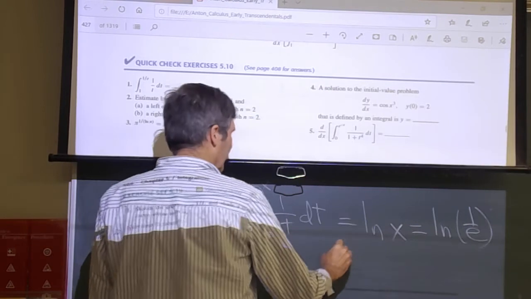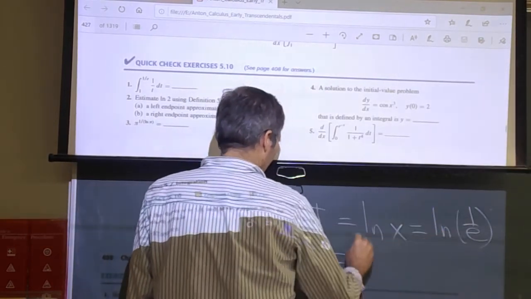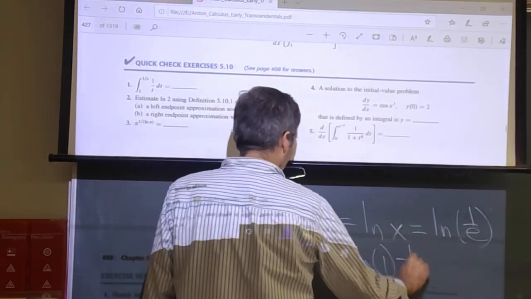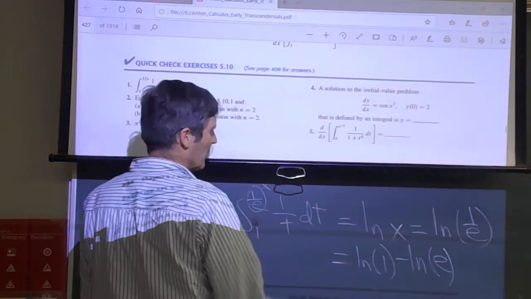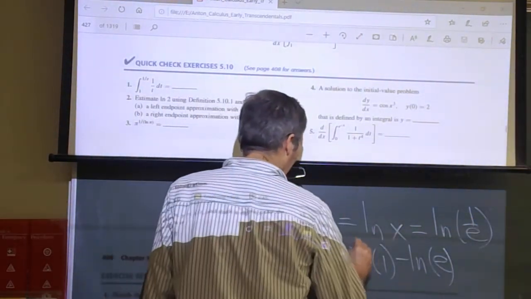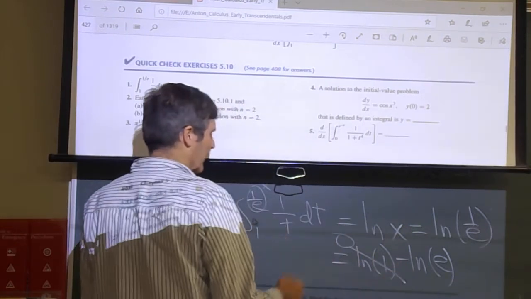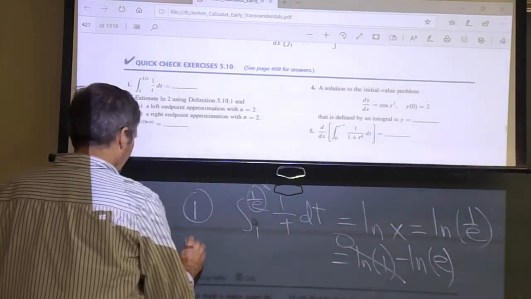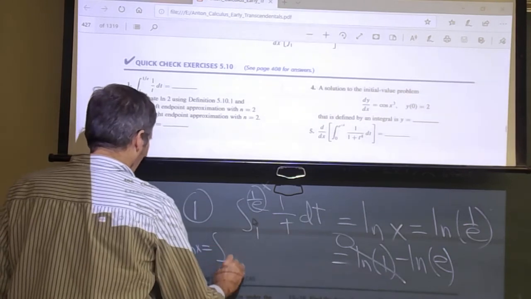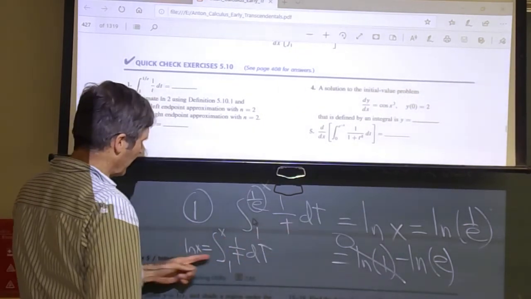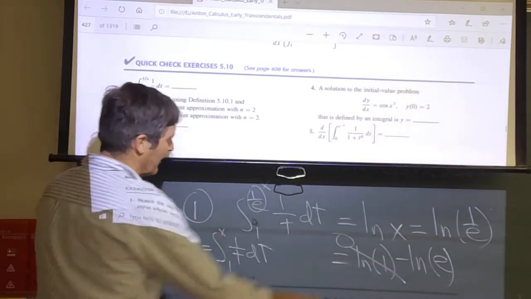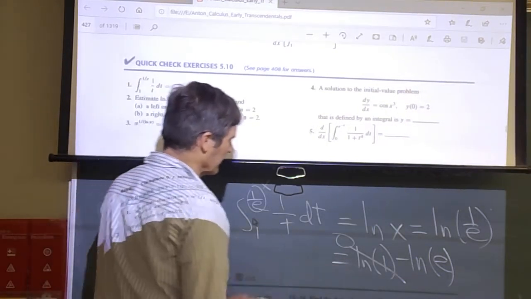Remember that ln of m over n is ln of m minus ln of n. So the logarithm of the quotient is the difference of logarithms. ln 1 is equal to 0. You can prove that. That's easy to prove too, right? If you define ln of x to be the integral from 1 to x of 1/t dt, then ln of 1 is the integral from 1 to 1, which is 0. So ln of 1 is 0 is an easy proof also.